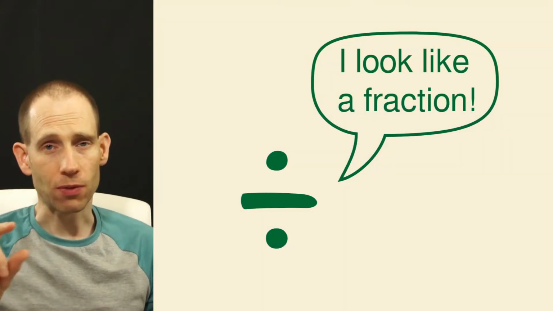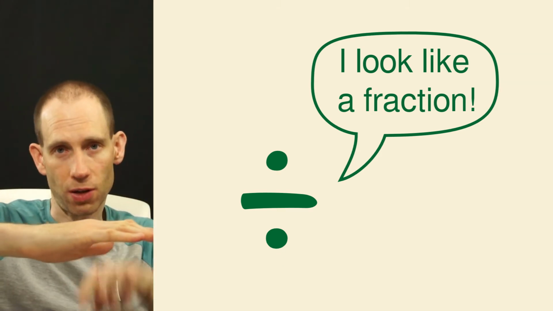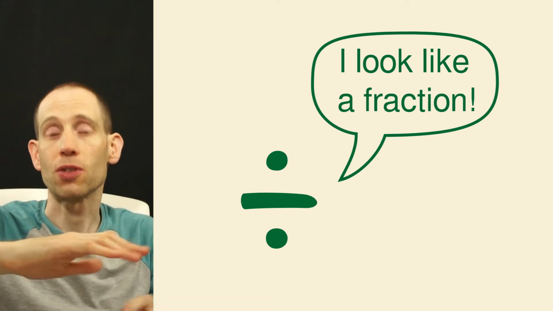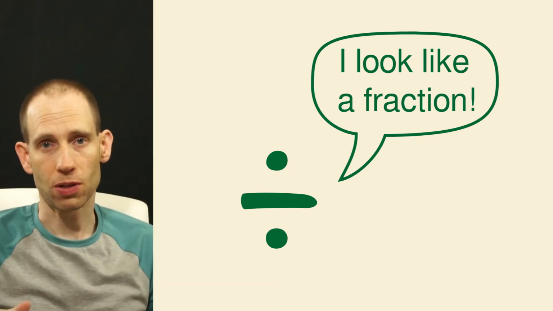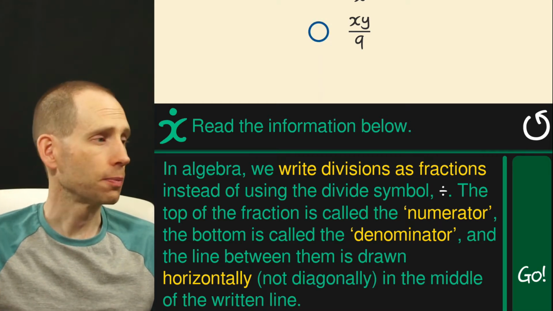If you look at that little divide symbol, it actually looks like a fraction. It's got a horizontal line and it's got a thing on the top and a thing on the bottom. It's just got dots on the top and bottom instead of numbers. So in algebra, we use fractions to represent divisions.